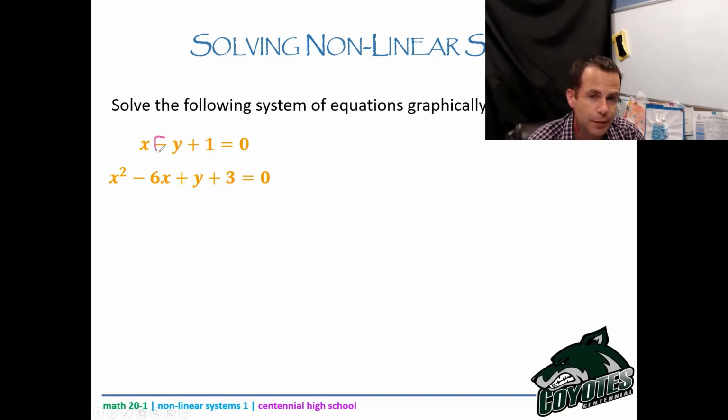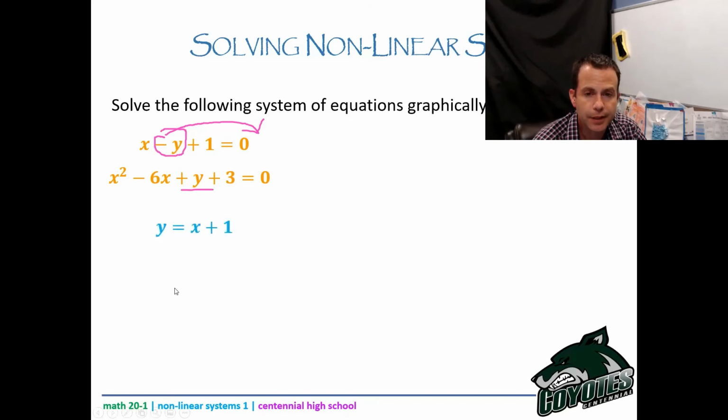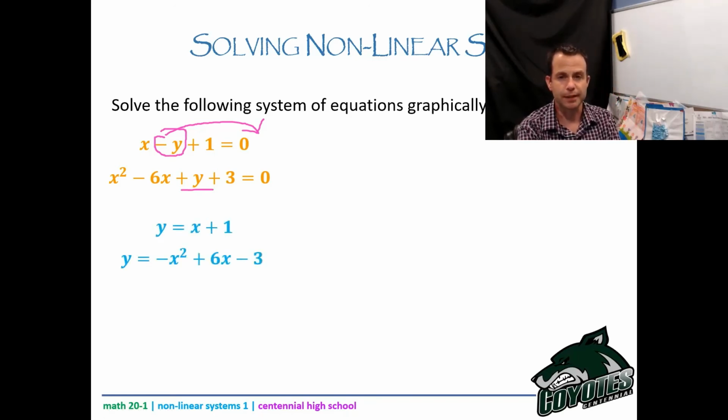So what I'm going to do here is take this -y and move it over there. Then it'd be +y. So I'd have y equals x plus 1, okay? The other guy, I'm going to leave that y where he is because he's already positive. I'm going to bring everybody else over to the right. So that's going to be y equals -x² plus 6x and -3. Whenever you cross the equal sign, you essentially switch signs, right? Okay, so that leaves me with this. I've got that x plus 1, and I've got -x² plus 6x minus 3.